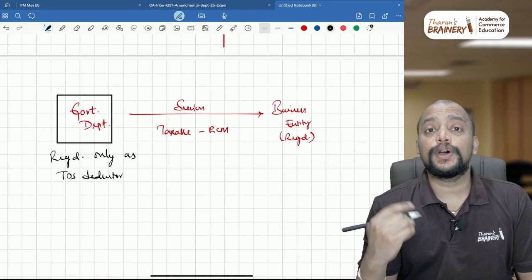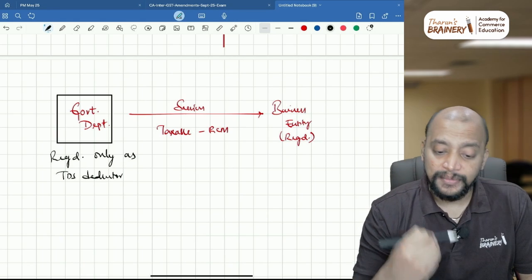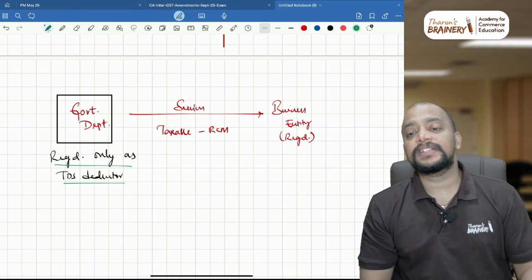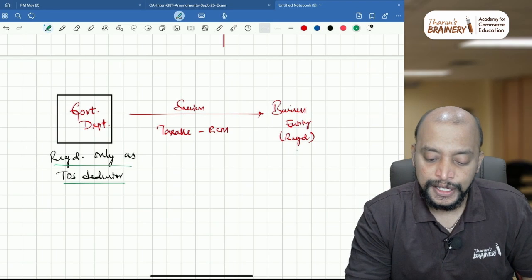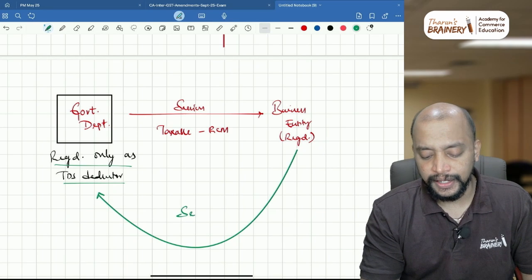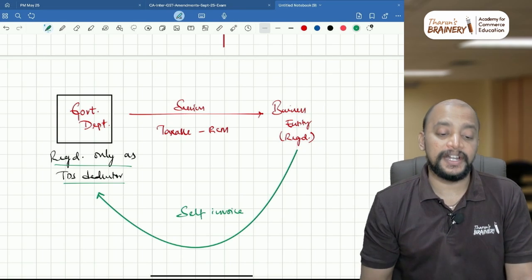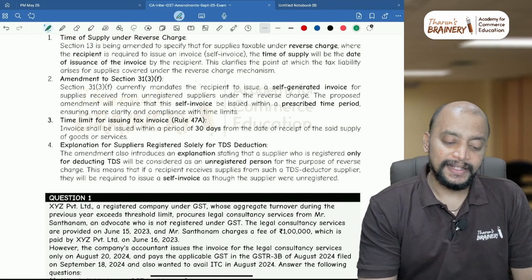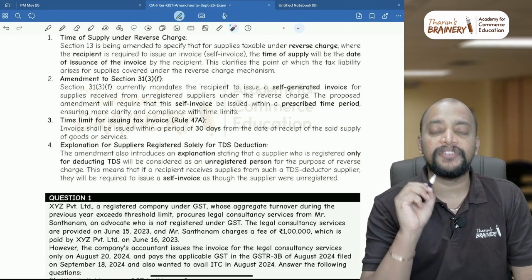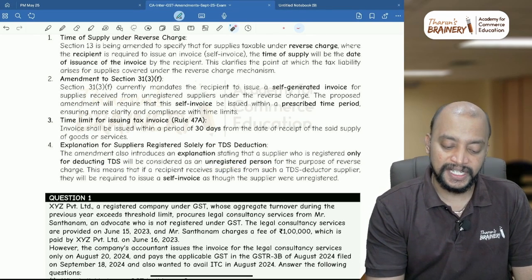Now, who will be giving the invoice to whom? For the purpose of invoice, treat this government department as an unregistered person, because they are registered only for deducting TDS, which means they should be treated as an unregistered person. So the business entity which is registered should give the self invoice. That is the explanation they have added. So read this: the amendment also introduces an explanation stating that a supplier who is registered only for deducting TDS will be considered as an unregistered person for the purpose of reverse charge.